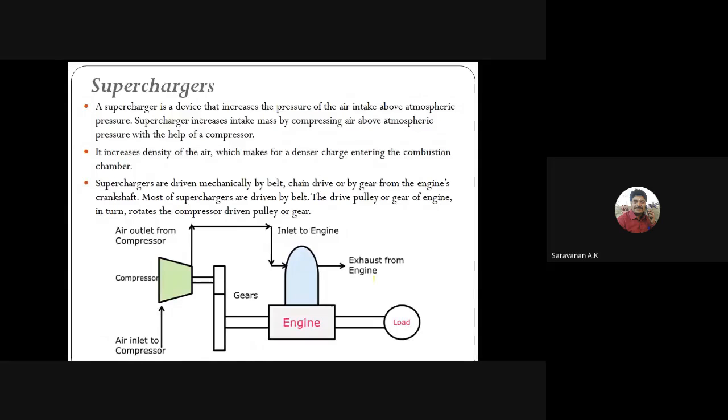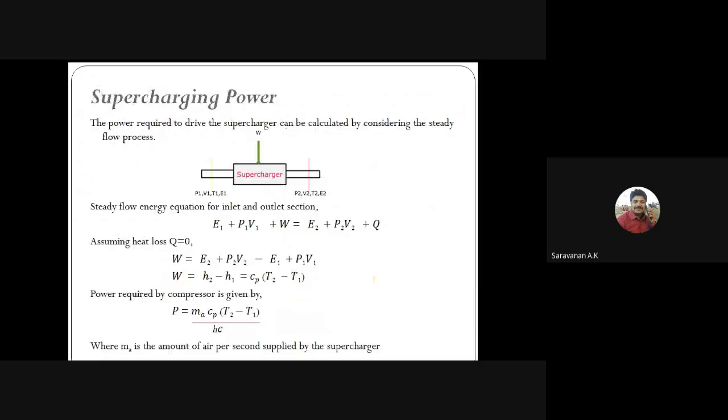So the supercharging power, the power required to drive the supercharger. We have to run the compressor, so we have to utilize some power from the engine to run the compressor. So what is the power required by the compressor? That we have to calculate.